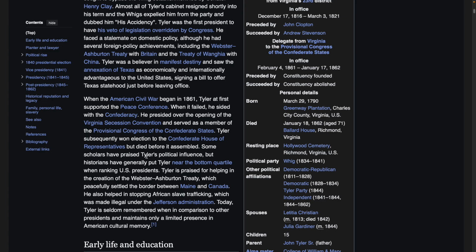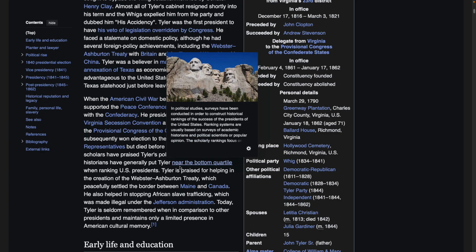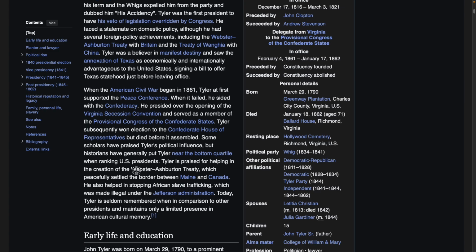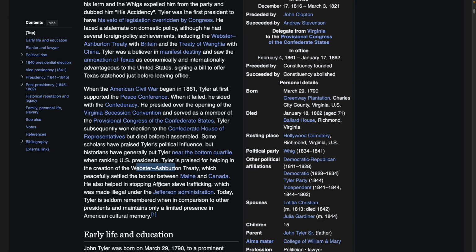Some scholars have praised Tyler's political influence, but historians have generally ranked Tyler near the bottom quartile. Jeez. When ranking the U.S. presidencies, Tyler is praised for helping in the creation of a treaty which settled the border between Maine and Canada. He also helped stop African slave trafficking, which was still, I guess, happening in those days. Into the 40s, they're still trafficking slaves into the U.S. Unbelievable. It is believable, actually, but it's insane. Today, Tyler is seldom remembered in comparison to other presidents, and maintains only a limited presence in American cultural memory.